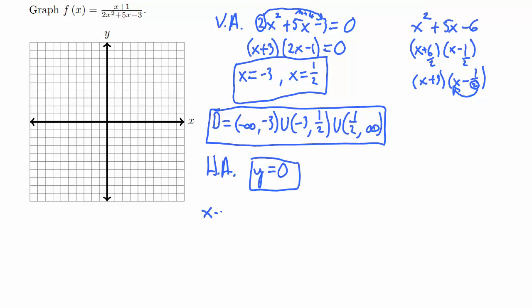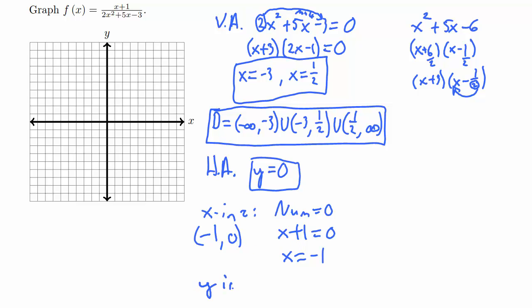Next, we need to look for any x-intercepts. To do that, we set the numerator equal to 0. The numerator in this case is x plus 1. Well, x plus 1 equals 0, subtract 1 from both sides, so x equals negative 1. And because it's an x-intercept, the coordinate would be (negative 1, 0).